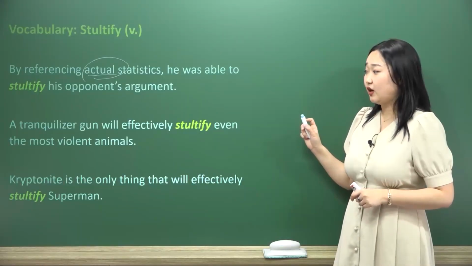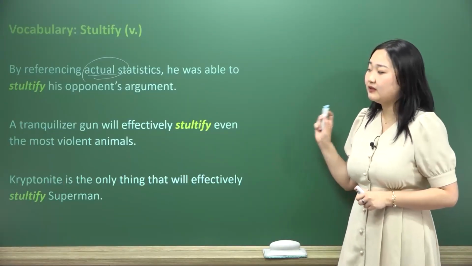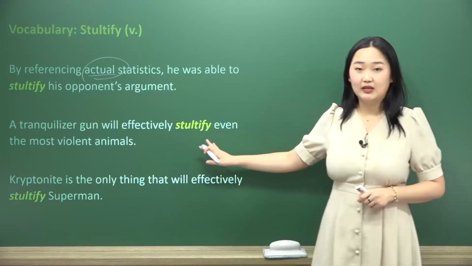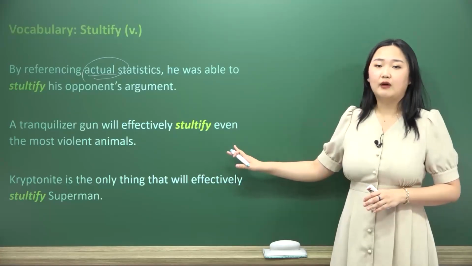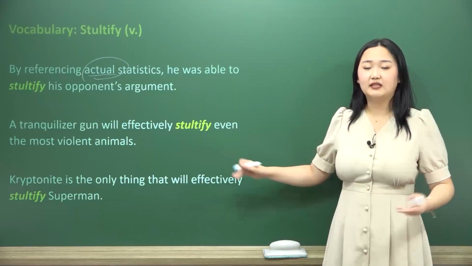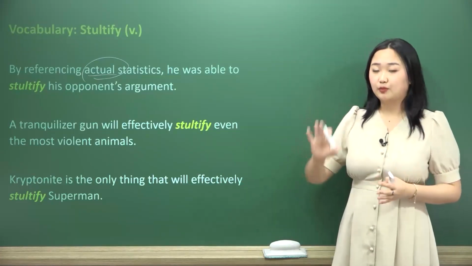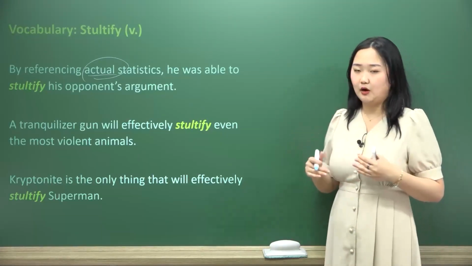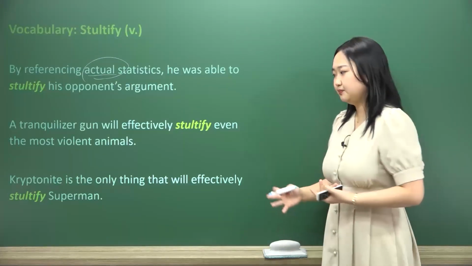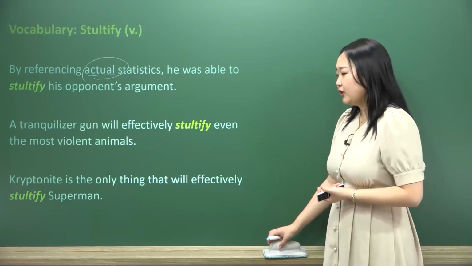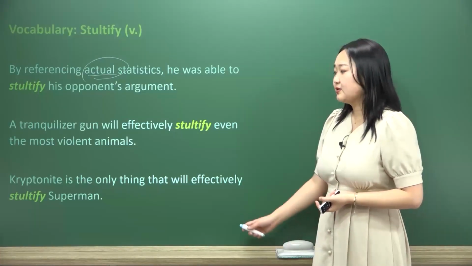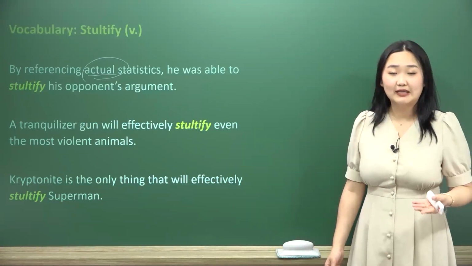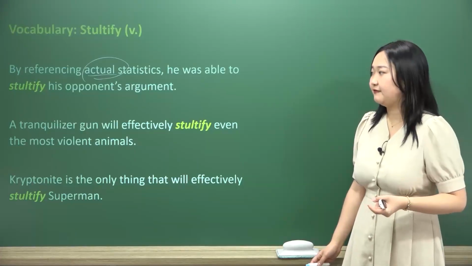A tranquilizer gun will effectively stultify even the most violent animals. And so stultify here, not necessarily meaning invalidate or kill, but rather they are going to make them ineffective. They are going to suppress them, impede or hamper their actions, and make them calm down, if not fall asleep. Kryptonite is the only thing that will effectively stultify Superman. So stop him from doing whatever it is that he's trying to do, make him ineffective. All of his powers will be ineffective.